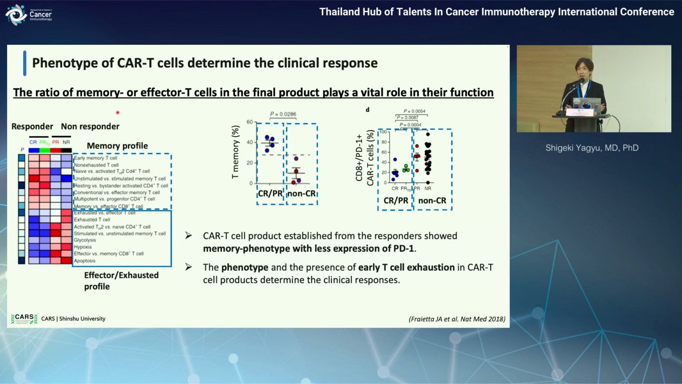Actually, there were no big differences in terms of the disease status or the biology of the tumor cells, but they found clear differences in the phenotype of the CAR T cells in the final product. The CAR T cell product from the responders showed a memory-rich phenotype with less expression of PD-1. The researchers concluded that the phenotype and the presence of early T cell exhaustion in the CAR T cell product determine the clinical responses.